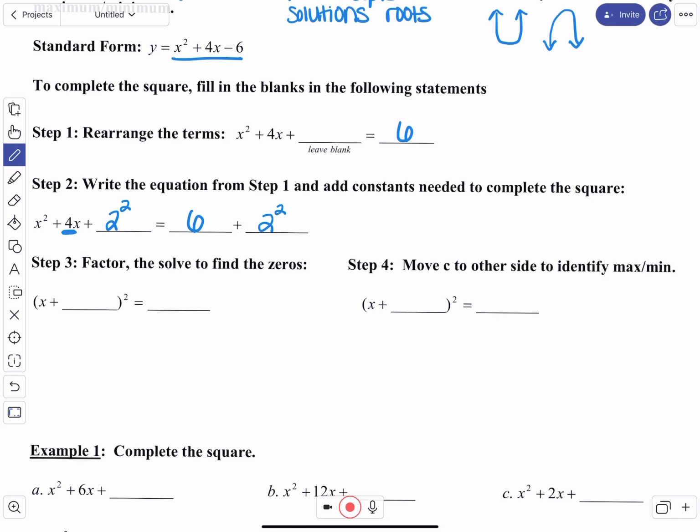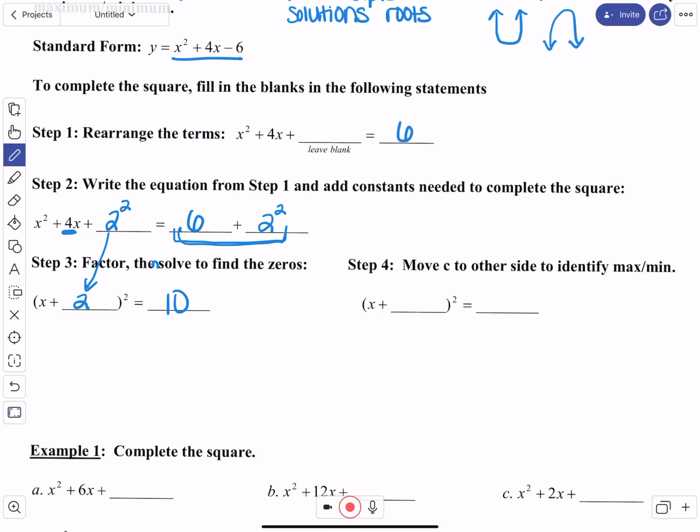Okay, so then you're going to factor, then solve to find the zeros. That word should be then. Factor, then solve to find the zeros. So the 2 is going to go here. That 2 just comes right there. You're going to put it in parentheses, and it's going to be squared. And then you're just going to combine these, so 6 plus 2 squared, and that's going to be 10.